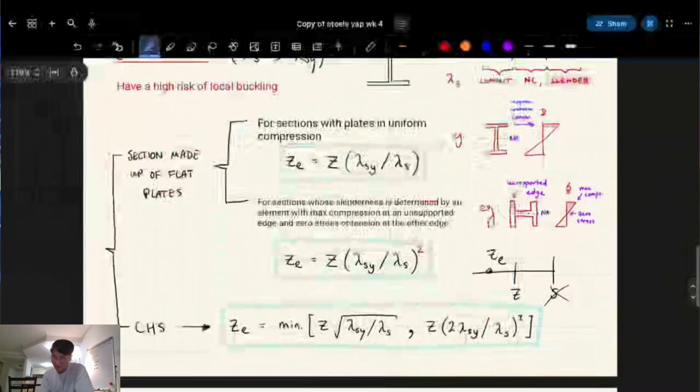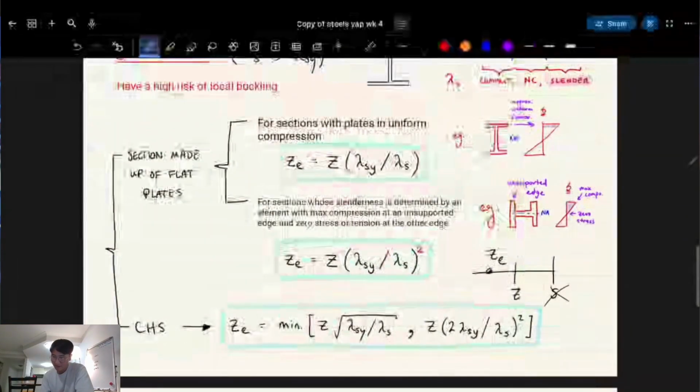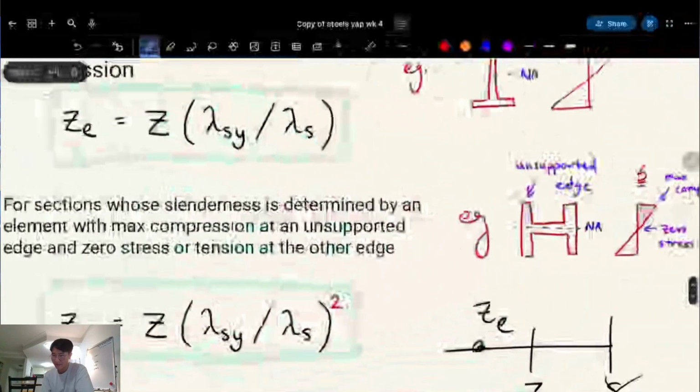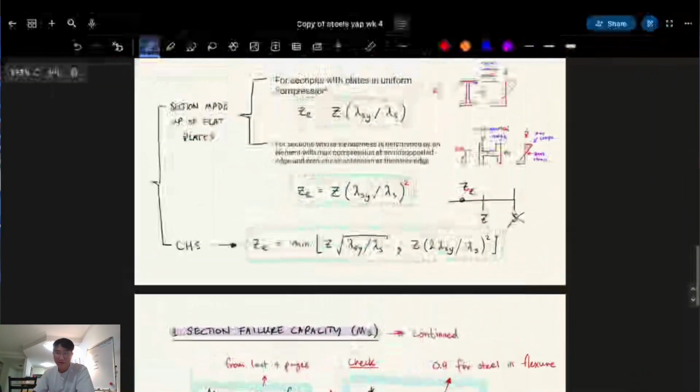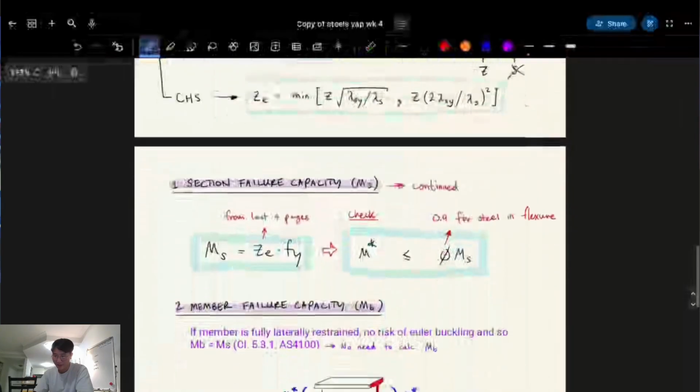Yeah, there's another note here, but it's just to do with the unsupported edges and stuff. It's not an important note for most cases. Just have a read of it there. But it's a rare case.